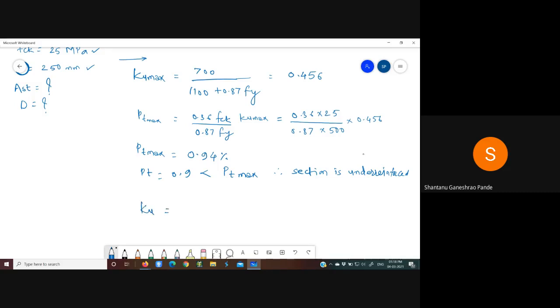So KU equal to 0.87 FY upon 0.36 FCK into PT. Now the same expression I have used to calculate KU value. Instead of max, I am using it for under reinforced. Now I have reshuffled this particular expression. Here PT max was to be calculated. Now I have to calculate KU. So I replaced PT max with PT, and rearranging the terms, I can get KU value. So 0.87 FY divided by 0.36 FCK into PT. So tell me this value.